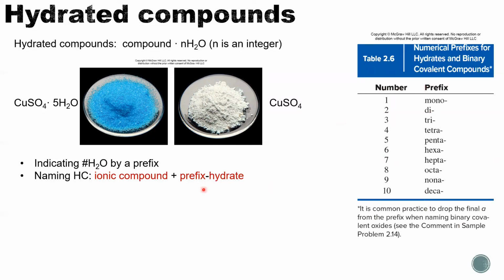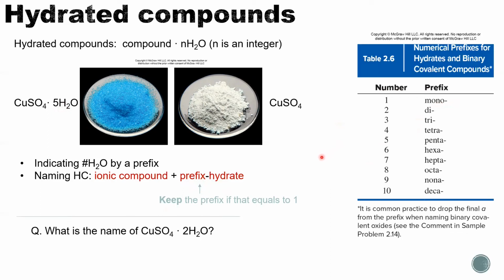And in this case, if there's only one water, we keep the prefix mono. We don't leave it out. We need to keep that. Let's take a look at an example. What is the name of CuSO4·2 water?